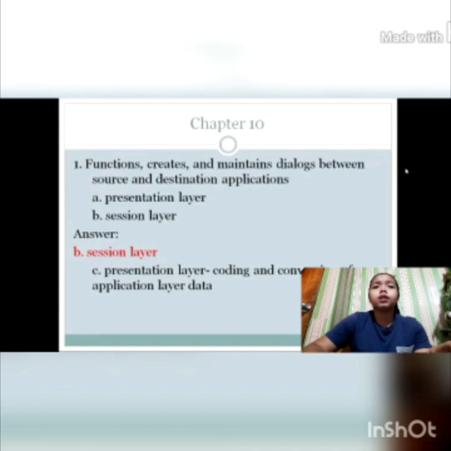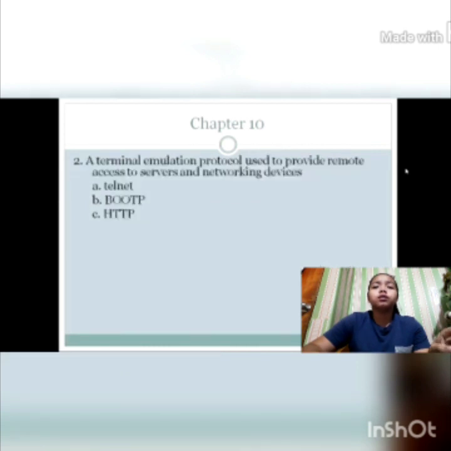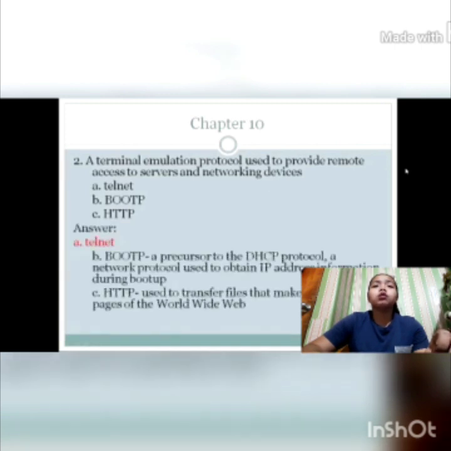Chapter 10, number 1, function creates and maintains dialogues between source and destination applications. Letter A, presentation layer. Letter B, session layer. Letter B, session layer because C is the presentation layer, coding and conversion of application layer data. So that's for session layer is the function creates and maintain dialogues between source and destination applications.